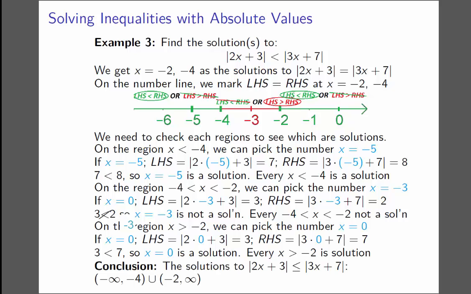So we can conclude that the solutions to the absolute value of 2x plus 3 less than the absolute value of 3x plus 7 are all the values of x from -infinity up to -4 and from -2 off to infinity. This is written below in interval notation, which is what WeBWorK will expect.